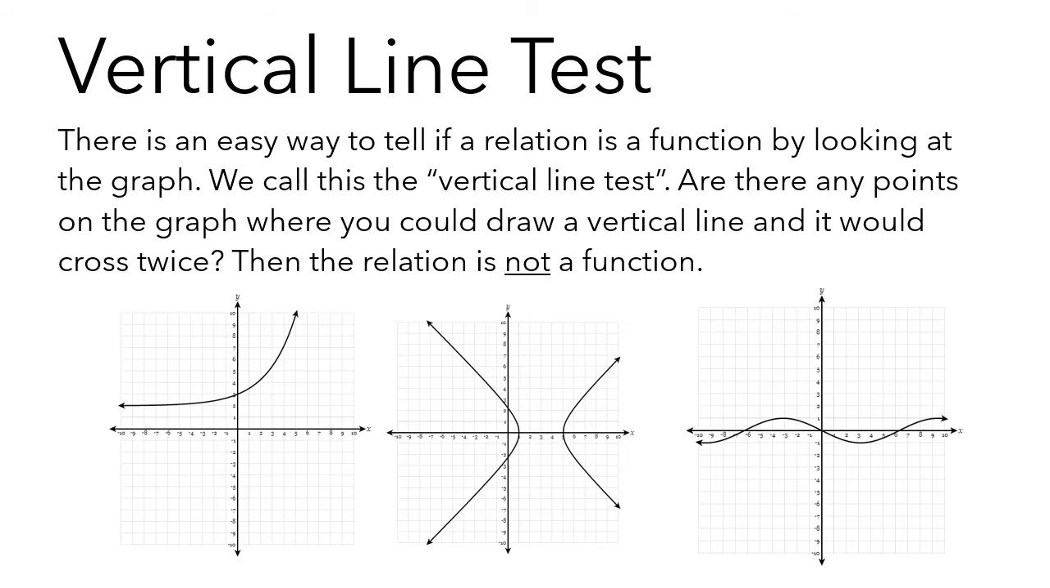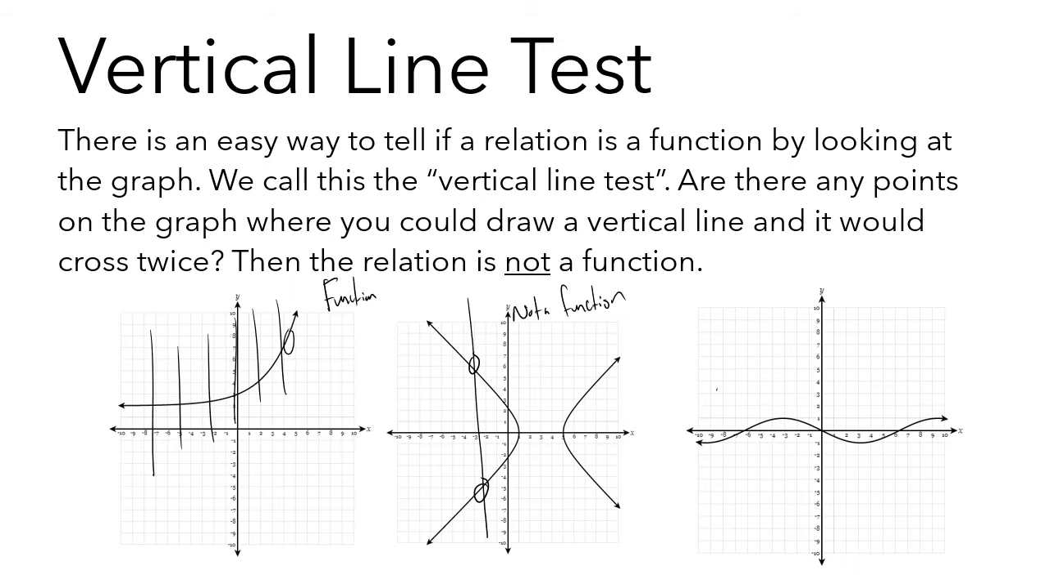Now there's an easy way we can tell if a relation is a function by looking at the graph. We call this the vertical line test. Are there any points on the graph where you could draw a vertical line and it would cross twice? If that's true, then the relation is not a function. So in this one, we draw a vertical line anywhere. It's only ever going to cross once, so this is a function. On this next one, if we draw a vertical line right here, boom, it hits twice, so this is not a function. On this last one, again, anywhere we draw a vertical line, it's only ever going to hit it once, so this is a function.